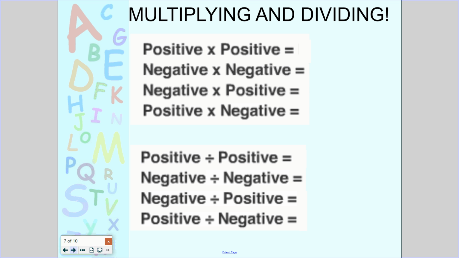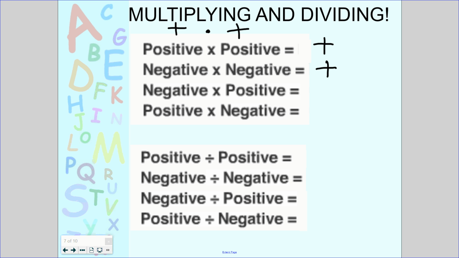Multiplying and dividing. There are rules that work every single time for these ones. And you don't have to write the words here. Instead of positive times positive, you can put the plus sign in your notes, a little shorthand. If you have a positive number times a positive number, the answer is always positive. If you have a negative times a negative, the answer is always positive. Negatives, when they multiply, are going to cancel.